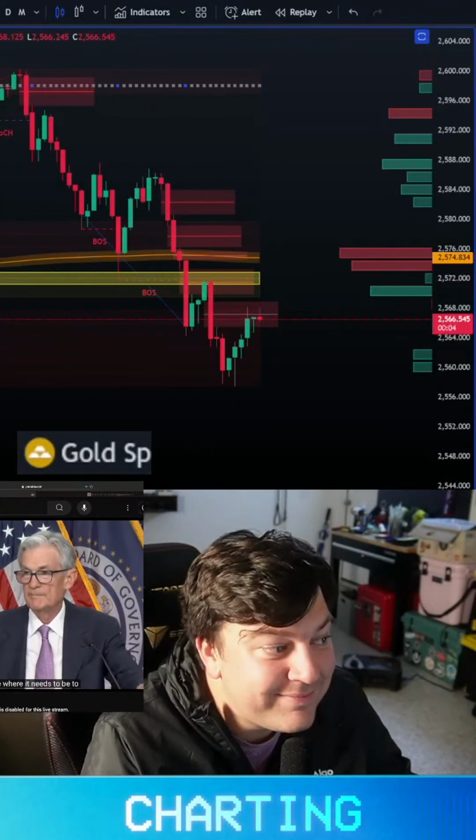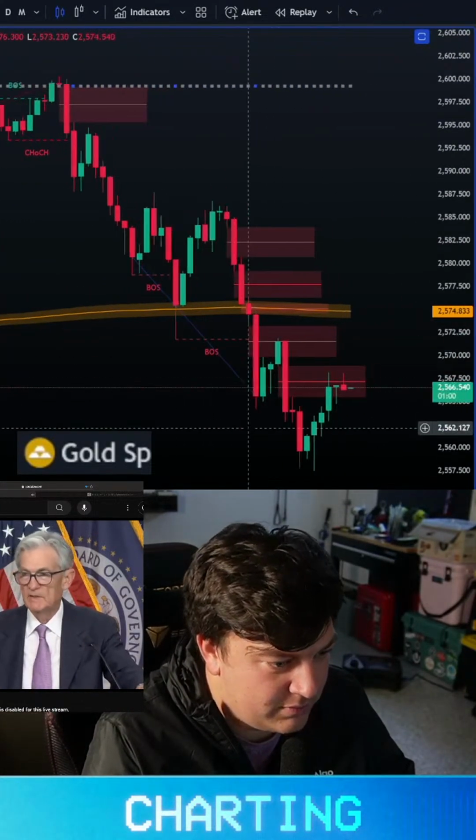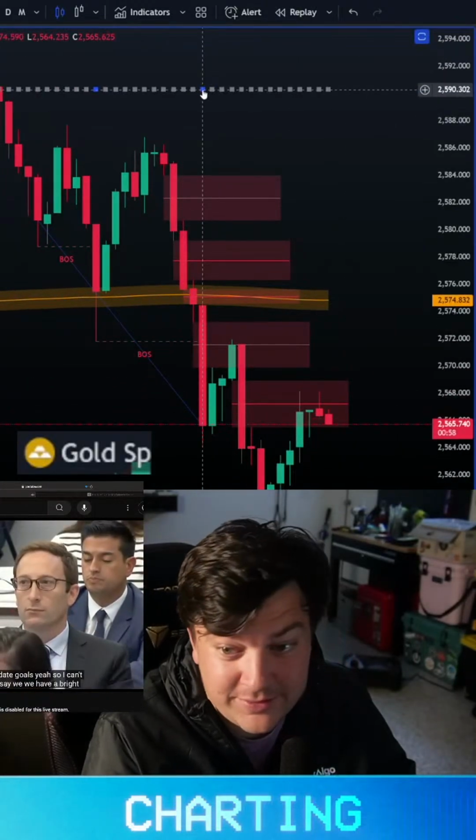over the medium term our mandate goals. Here's your alert. Here's your alert right here, a little blue dot there.